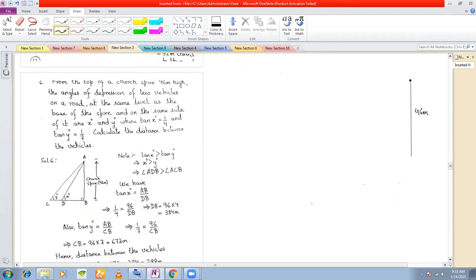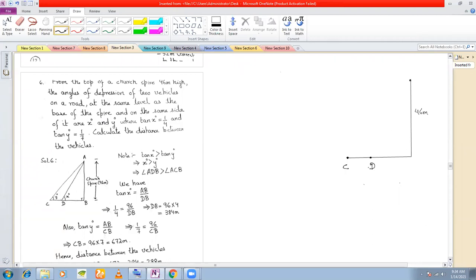This is our top. The angle of depression of two vehicles on the road at the same level. This is our road, this bottom horizontal level. Now you have two vehicles here. So you have one vehicle at C, and on the same level, you have another vehicle, say at D, at the base of the spire.